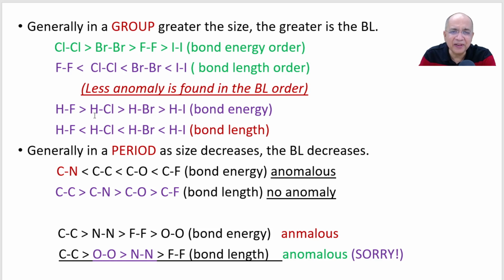Similarly, HF, HCl, HBr, HI: as the halogen goes on increasing in its size, the bond energy decreases, no doubt. That there was no anomaly. Here also, the reverse is the trend. HF is the shortest bond and HI is the longest bond, and no anomaly. In a period, as the size goes on decreasing, the bond length is also expected to decrease. So, in bond energy, there was an anomaly.